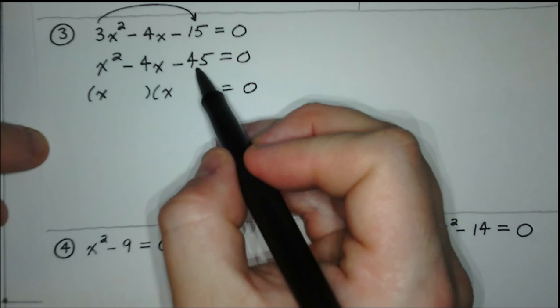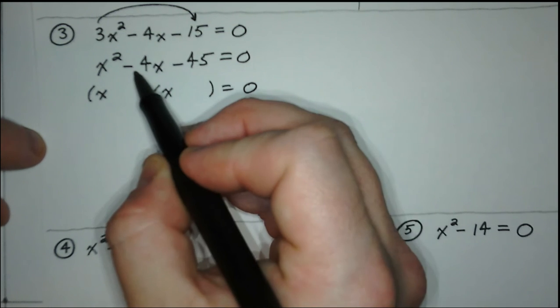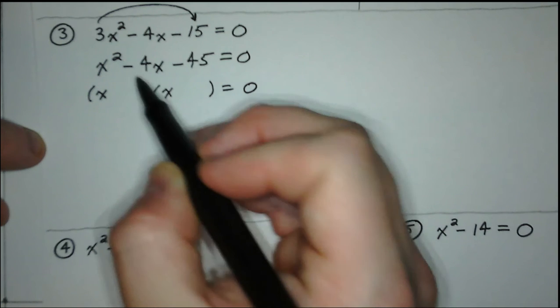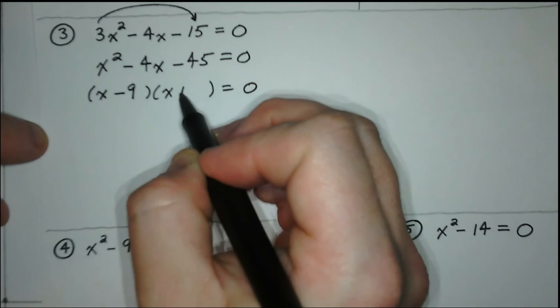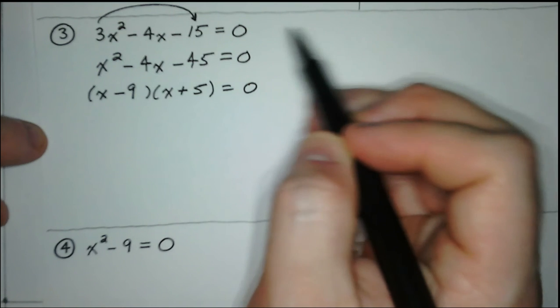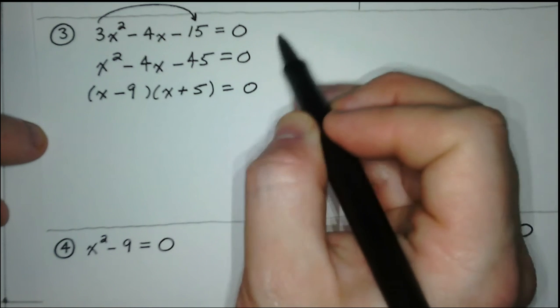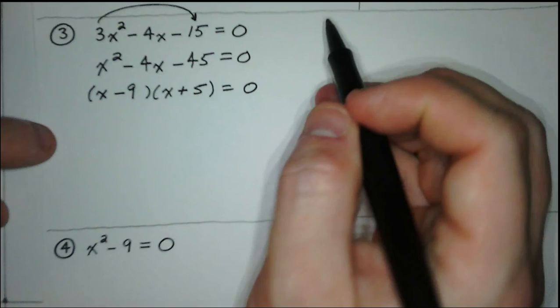Are there two numbers that multiply to get negative 45, but add to be negative 4? Yep. And if you have to do some scratch work over here about all the different ways to get negative 45, then that's what you gotta do.